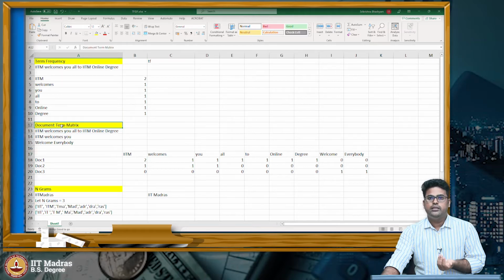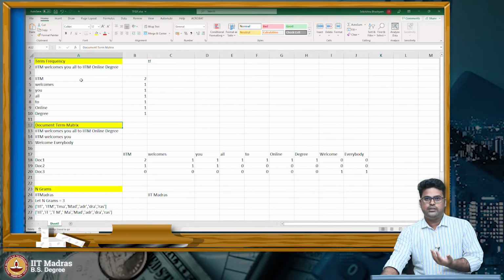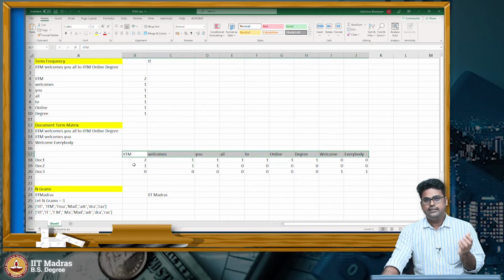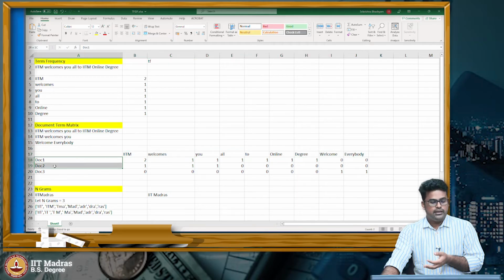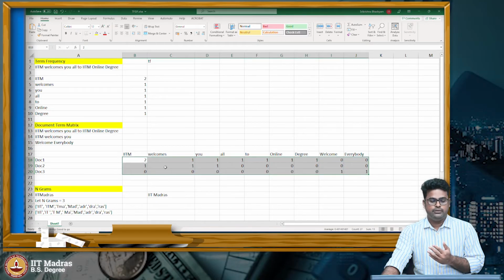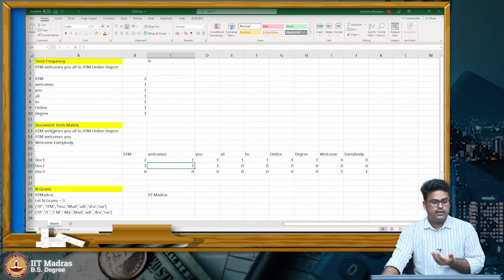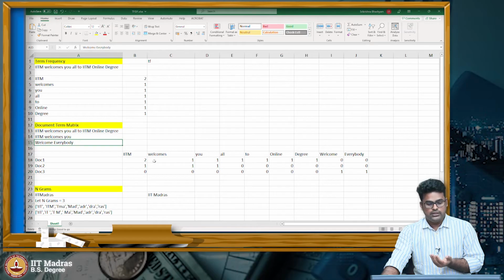Now let's move on to what a document term matrix is. Let's assume there are 3 documents where each document has a single statement as seen here. IITM welcomes you all to IITM online degree. IITM welcomes you, welcome everybody. So what is a document term matrix? It's an extension of our term frequency, where we convert into an m cross n matrix, where columns B to J, as seen here, are the combination of all the words used in all 3 documents. In column A, you can see documents 1, 2, 3, and across we build a matrix depending on the frequency of the word in that particular document. For example, the word IITM occurred twice in document 1, once in document 2, and did not occur in the third one. So this is how we build the matrix.